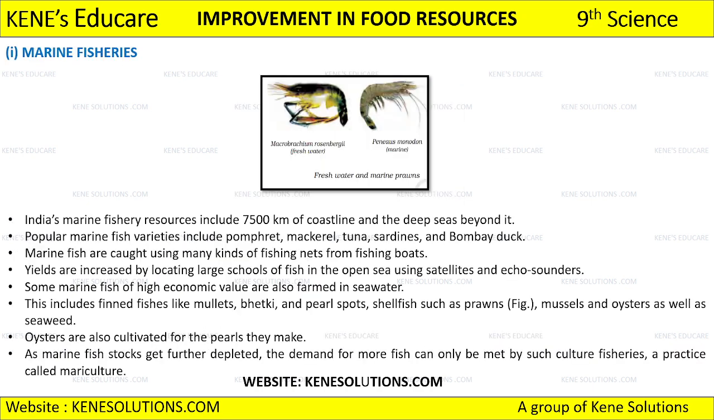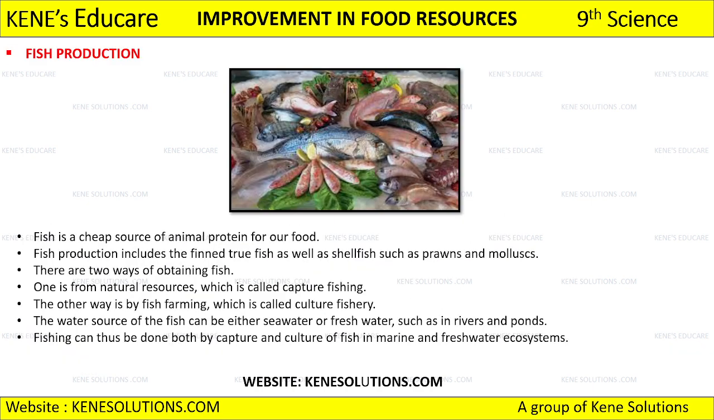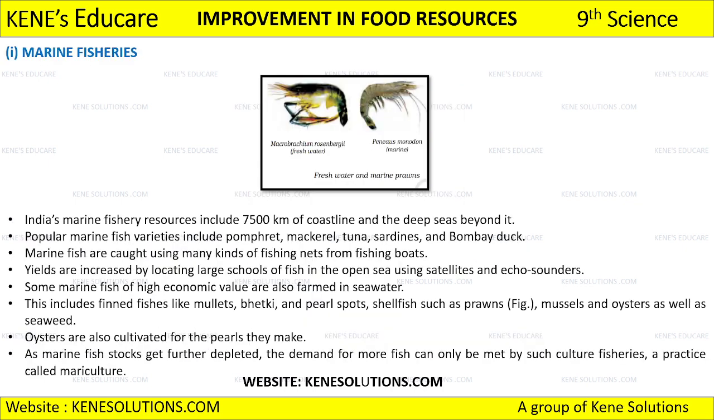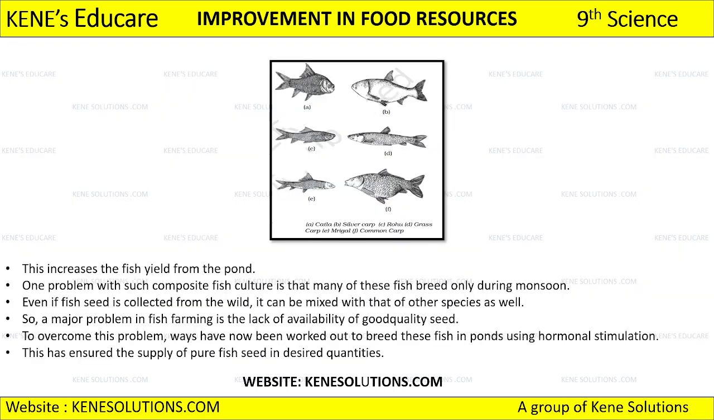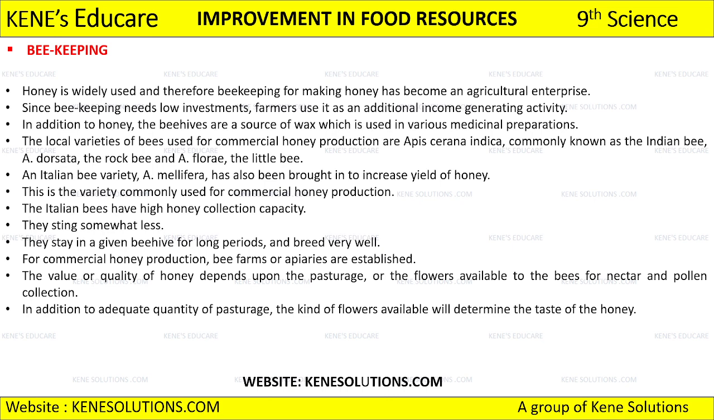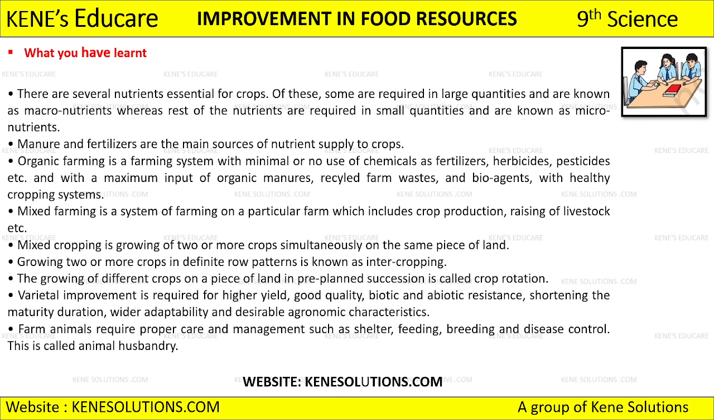After egg and broiler production, we have to discuss fish production, and under this fish production the first thing to discuss is marine fisheries. Then next we have inland fisheries. After inland fisheries we'll discuss beekeeping. Then after beekeeping we have the summary discussion. So we will be doing this in the next class.